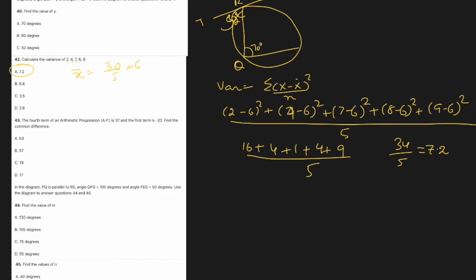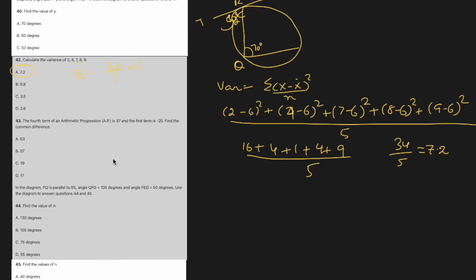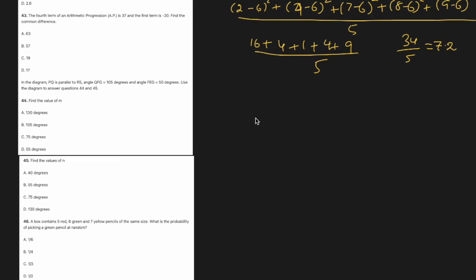Okay, now number 43 says the fourth term of an arithmetic progression is 37. Fourth term: 1, 2, 3, fourth. And the first term is negative 20. Find the common difference. So we know that plus D will be the second, plus D more will be the third, and plus D will be the fourth. That means there are 3 D's, 3 common differences added to minus 20. We get 37. So we can find D now.